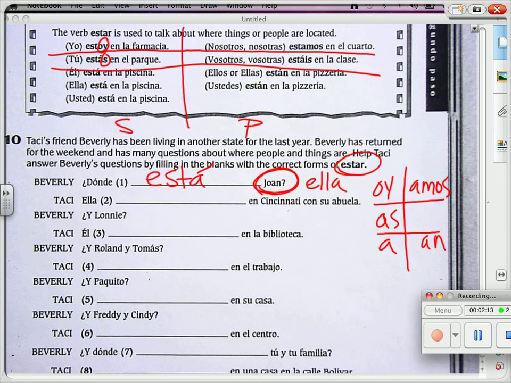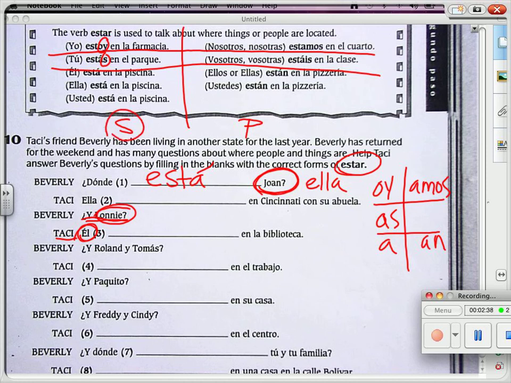She's asking about Lonnie, and then Tacy says, Él blank en la biblioteca. So the first question we want to ask ourselves is, who are we looking for? We're looking for him. We're looking for Lonnie. What is the verb ending? Is it going to be on the singular side of the chart or the plural side of the chart? It's going to be on the singular side of the chart.